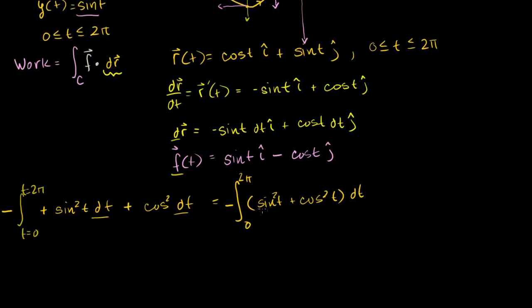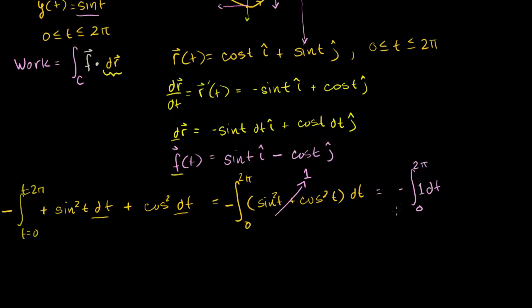And the reason why I did that is we know what sine squared of anything plus cosine squared of that same anything is. That falls right out of the unit circle definition of our trig functions. So this is just 1. So our whole integral has been reduced to the minus integral from 0 to 2 pi of dt. We've seen this before. We could say this is of 1 if you want to put something there.